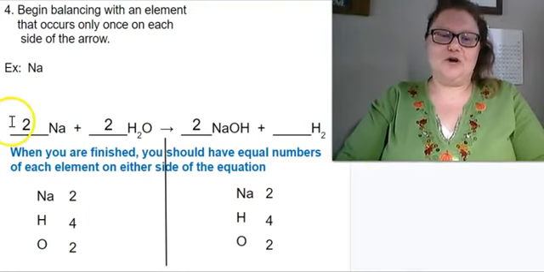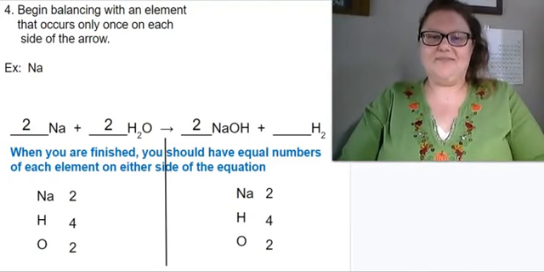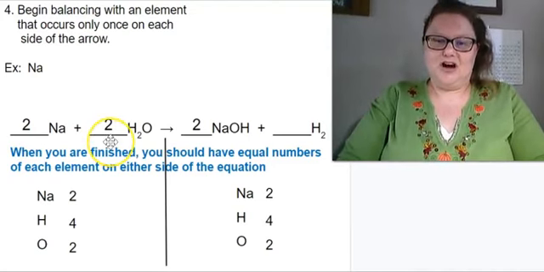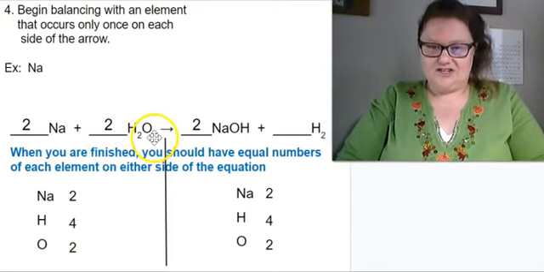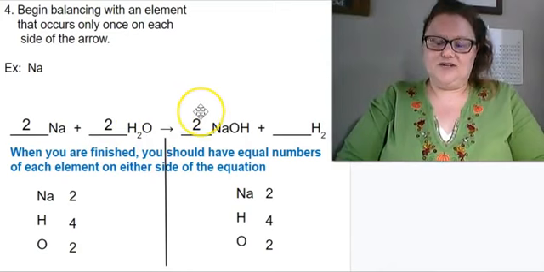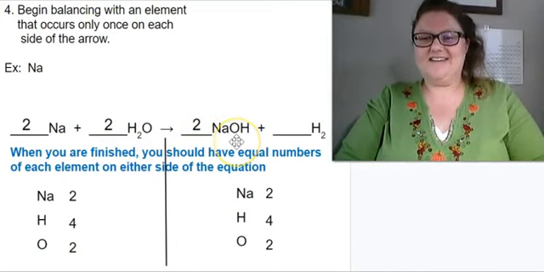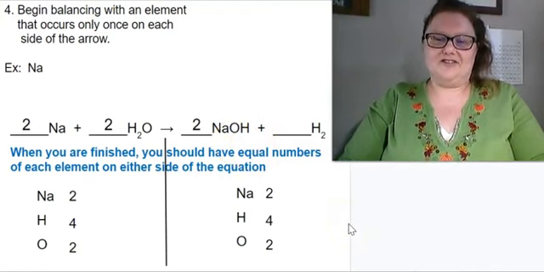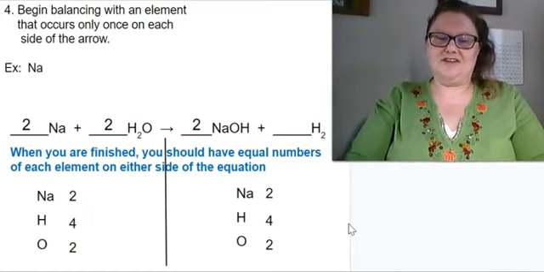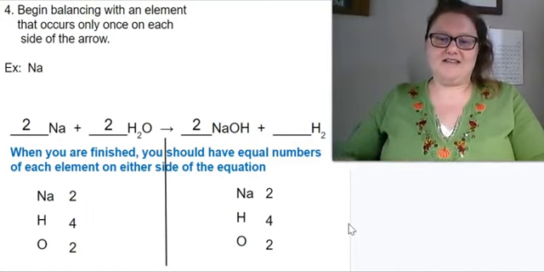So by adding a 2 coefficient in front of the sodium on the reactant side, I now have 2 there, and I have 2 oxygen from this 2 in front of the water distributing to the oxygen here, and I have 2 oxygen on the right from this 2 coefficient distributing to the oxygen of the sodium hydroxide. So looking at our chart at the bottom, we can read left to right, sodium 2, that's balanced.